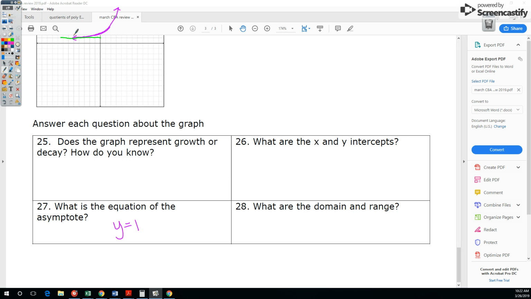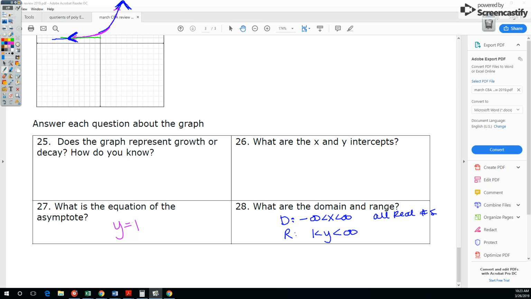Domain and range. These arrows mean that we're going to continue in this direction infinitely, and we're going to come up and out forever and ever. Because we're going to the left forever and to the right forever, my domain would be all real numbers, from negative infinity to positive infinity. Or we could just write out all real numbers. Now our range definitely has a lowest point. It's 1. It goes up and up and up forever.